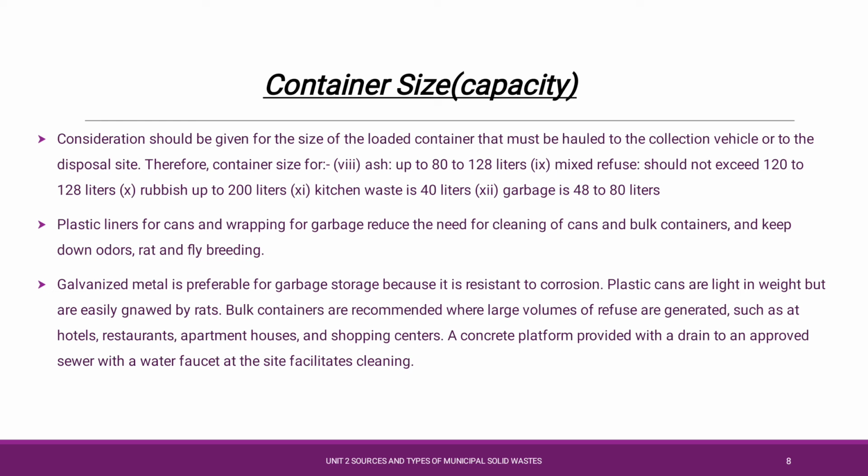Office waste is about 10 to 20 liters, kitchen waste 40 liters, garbage 40 to 80 liters. So the quantity of waste should not exceed the quantity level provided. Usually a plastic liner is used for preparing those cans, because if you use a metal or wooden container, it may cause corrosion, and it may also absorb water, which affects the durability of the material. Galvanized metal is preferable for garbage storage because it is highly resistant to corrosion.